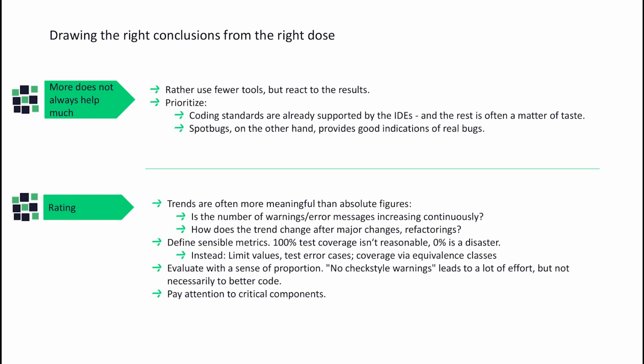When evaluating errors found, trends are often more meaningful than absolute figures. Is the number of warnings and errors increasing or decreasing? How does the trend change as a result of major changes and refactorings? A healthy balance must be found in the metrics. 100% test coverage is not absolutely necessary, but 0% is a disaster. So, test limit values, error cases, and equivalence classes here. Having zero style warnings in the code is nice, but it means too much effort, and not necessarily better code. The focus should be on critical components in particular.